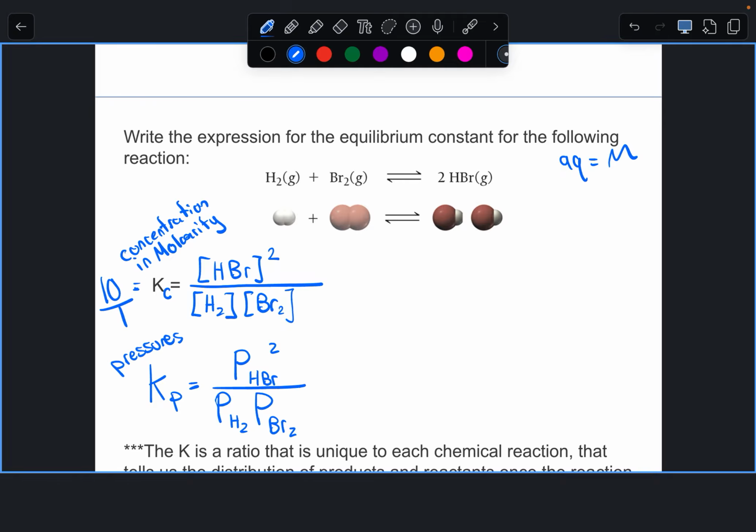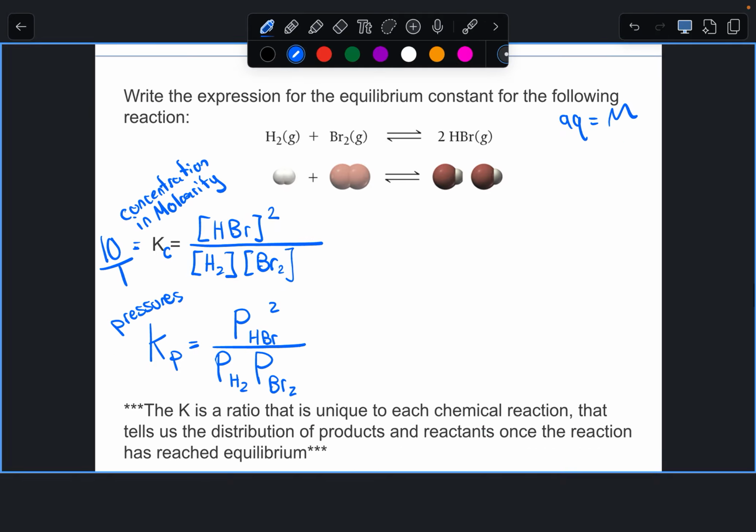Okay, so like I said, this is noted down here, but just remember this is specific to each chemical reaction. So this ratio has a particular value for every chemical reaction, and it depends on what that balance point is.